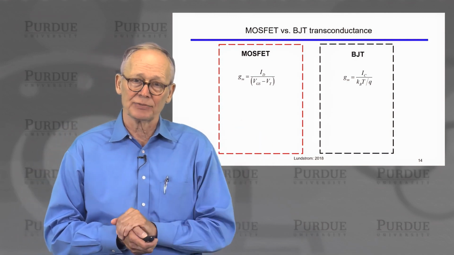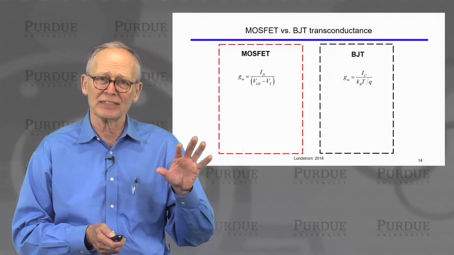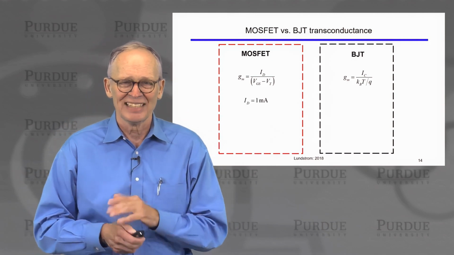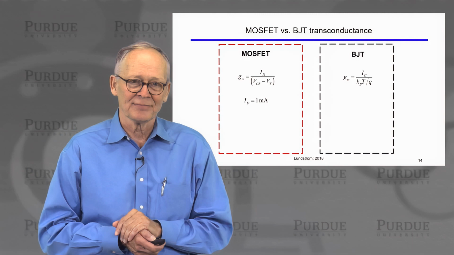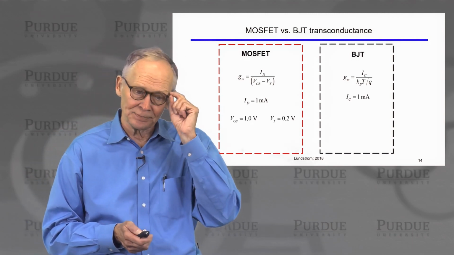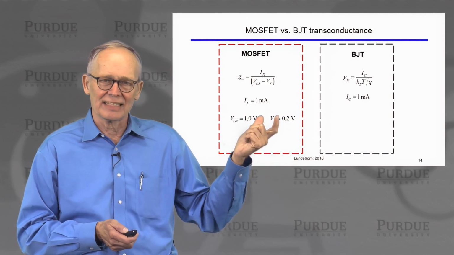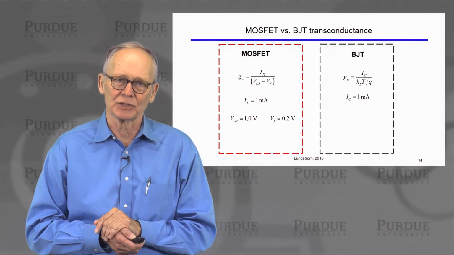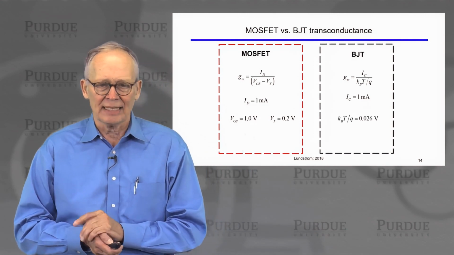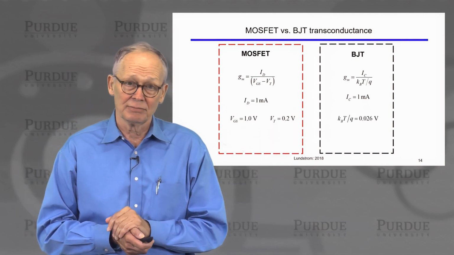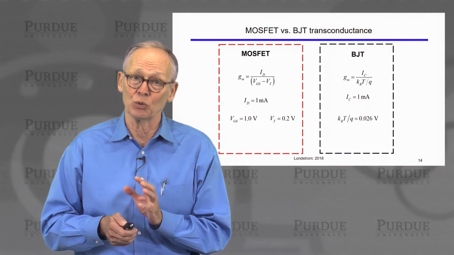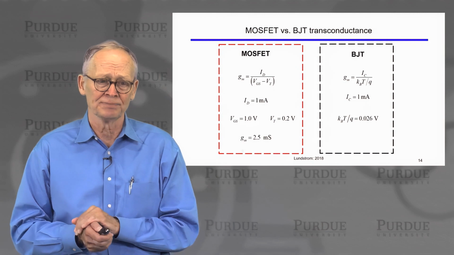We have these two different expressions for the transconductance of these two different devices that operate on similar physical principles. Let's just assume that I'm biasing at 1 milliamp. It won't really matter. I typically might have in a MOSFET a gate to source voltage of 1 volt and maybe a threshold voltage of 0.2 of a volt. For the bipolar transistor, I'll be operating at room temperature. kT over q is 0.026 volts, a much smaller voltage.